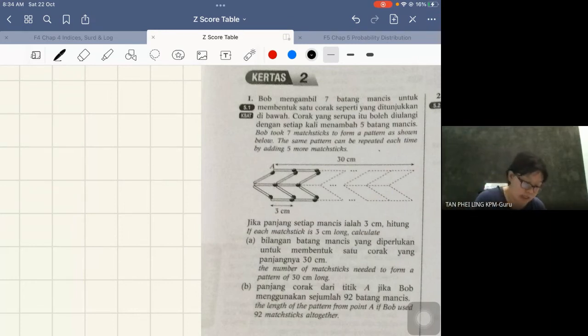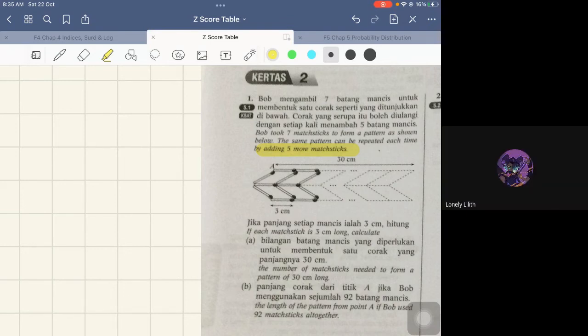Here I will highlight the keyword, which is adding 5 more matchsticks. Then to give you the length of 30 cm, so that is 2 APs here. The first AP is the number of matchsticks. The next AP is the length that is also increasing. Teacher says 5 matchsticks, so we just need 10 more, times 10 more, so we need 50 matchsticks.